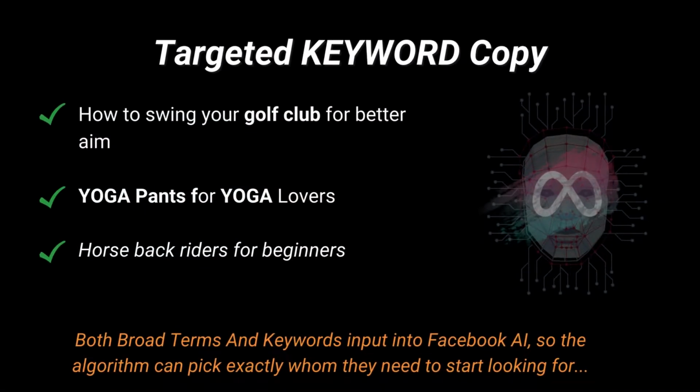Now, what this will do is put an input into the Facebook AI and let the algorithm pick up exactly who they need to start looking for. So instead of being specific, you want to use broad copy such as how to swing your golf club for better aim, yoga mats for yoga lovers, dog grooming made easy, horseback riding for beginners. These examples are the kinds of broad words that you want to use within your copy.